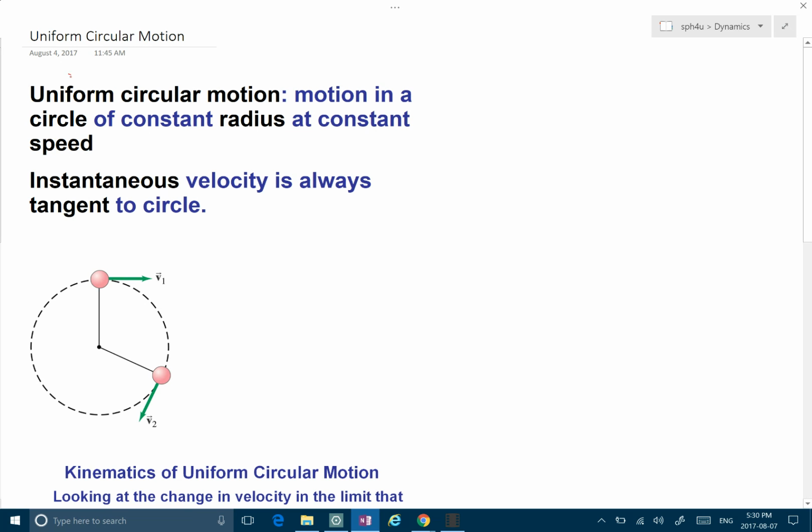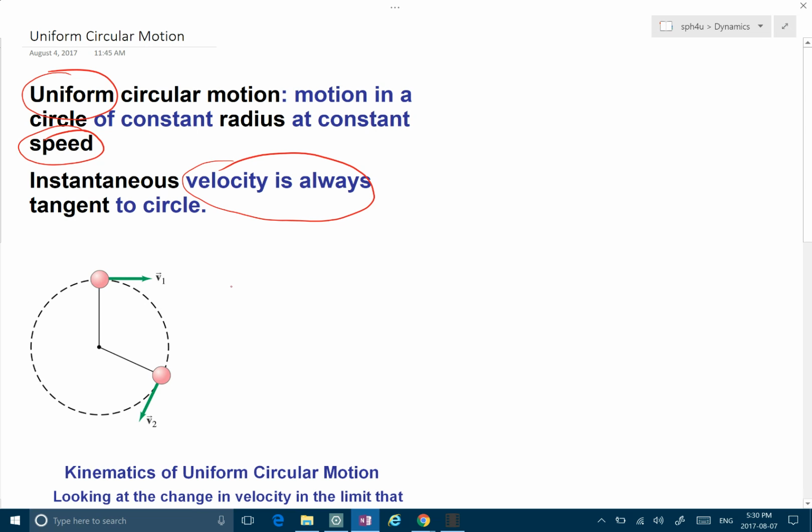The key word here is uniform. So it's a motion in a circle with constant radius and constant speed. So remember, it's constant speed, not constant velocity. Keep in mind that the velocity is always tangent to the circle, to the path that the object is going through. It's changing the direction, but not magnitude.